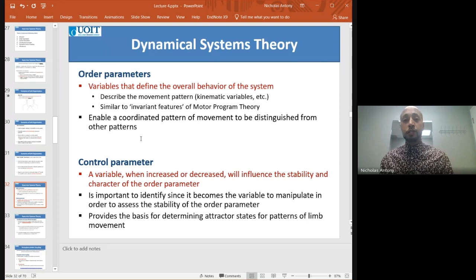So let's just review again. They're saying that for every class of movement, we have attractor states, right? Stable states of movement that are defined by order parameters. And the control parameters are the variables that, when we increase or decrease them, will influence the stability of the system and potentially move it to another attractor state.